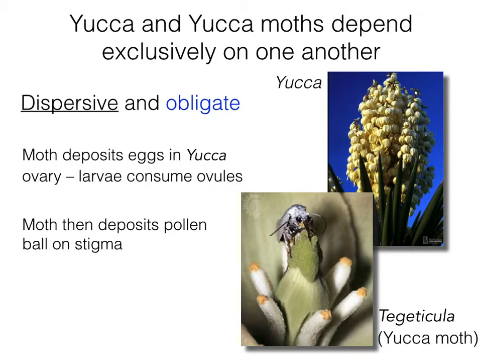After the moth has laid her eggs, she scrapes some pollen off the anthers and adds it to the ball she's carrying in her mouth parts. She then flies to another flower and deposits the pollen.